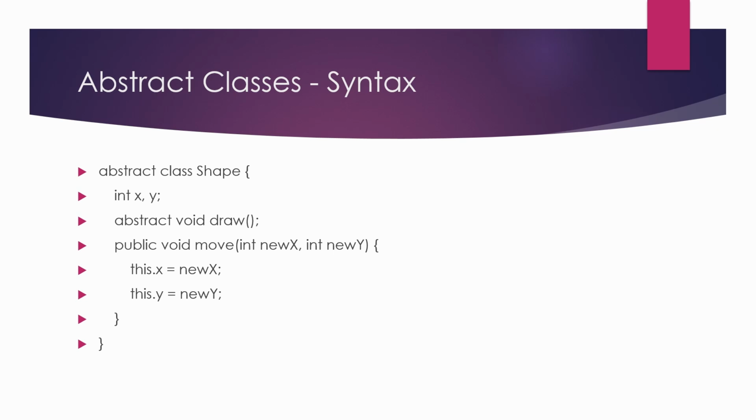Here's an example of an abstract class in Java. We define an abstract class called Shape with an abstract method draw. This method will be implemented by the derived classes such as Circle or Square, while the base class Shape can also have concrete methods like move that can be inherited directly.